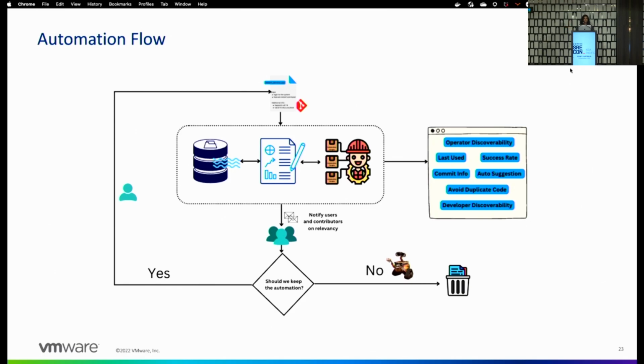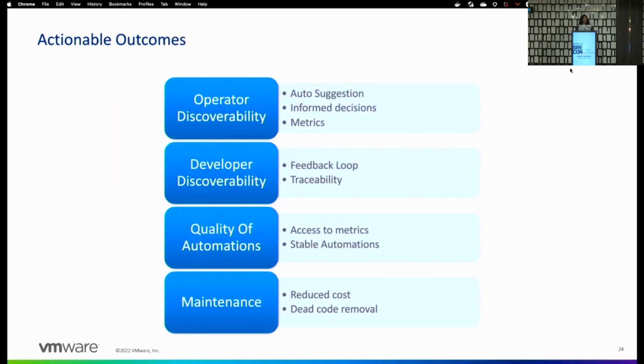So now with this entire process in place, what we have achieved is that we have solved the problem of operator discoverability by auto-suggesting the automation at the right time.